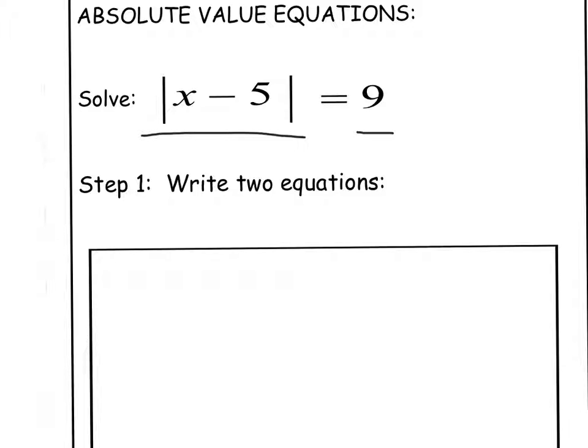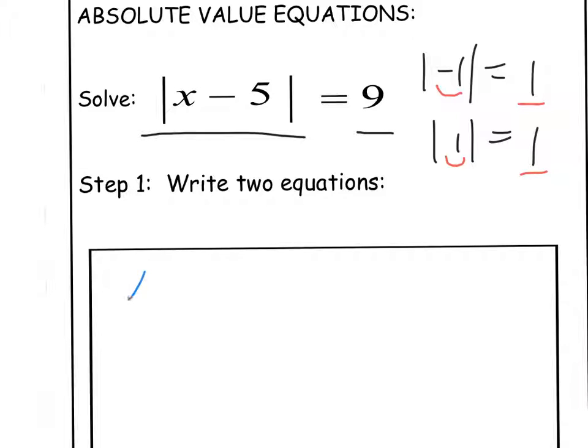And if you recall, the absolute value of negative 1 equals positive 1. The absolute value of positive 1 also equals 1. So the negative value of the inside of the absolute value, or the positive value of the inside of the absolute value, always gives you a positive answer. So in this case, for this particular equation, the absolute value of x minus 5 equals 9, we can write two separate equations.